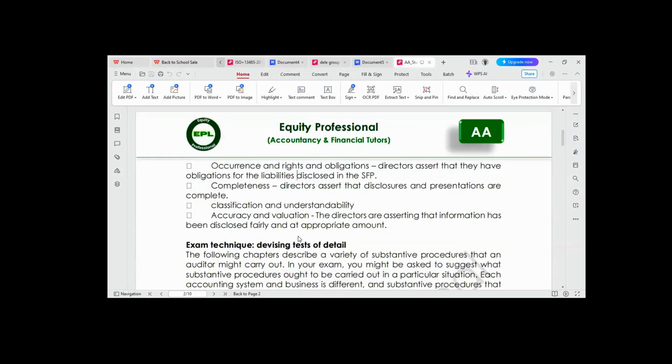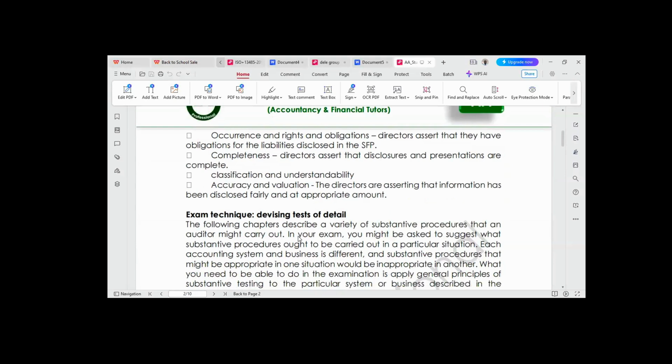All right. Now, this one is talking about how to go about it when you have questions that relate to test of detail. A test of detail, I told us, is the second test that is performed by the auditor, to establish that they can rely on the audit evidence obtained from the internal control system. All right.